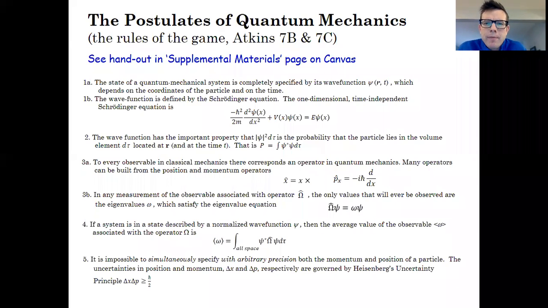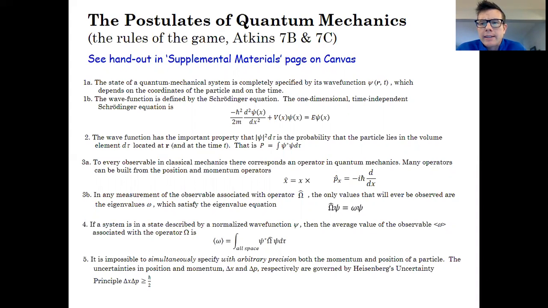Okay, everyone. So in this series of lectures, I'm going to talk about the postulates of quantum mechanics. I would say that, in effect, this is the rules of the game. Right? These are the basic ideas that we'll use to study all the problems in the remainder of the course.